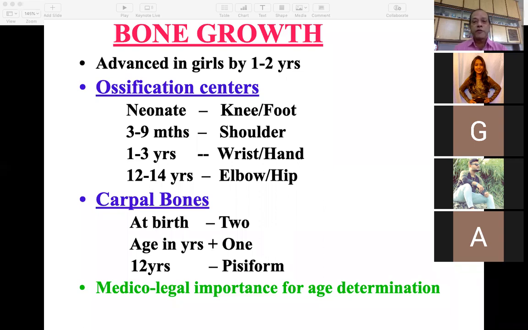The simplest way of knowing bone growth is the carpal bones, which you must have learned in forensic medicine. At birth, there are 2 bones, and after that, age in years plus 1. That is, if the child is 5 years, plus 1, 6 bones should be there. And the last bone to appear is the pisiform, which comes at 12 years of age. And as we said, it's not only for diagnostic purposes, there is medico-legal significance and importance of age determination.